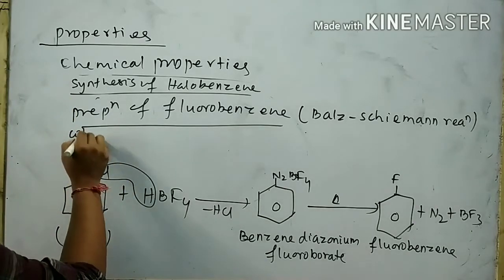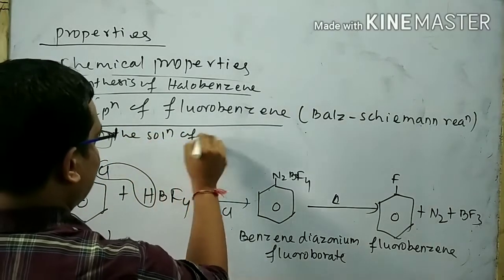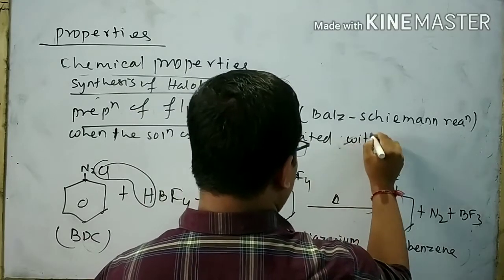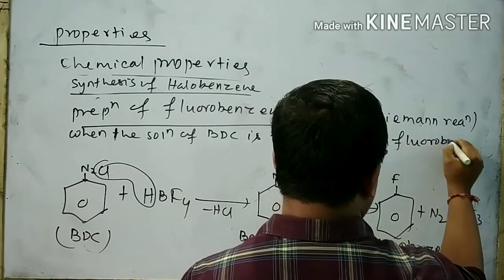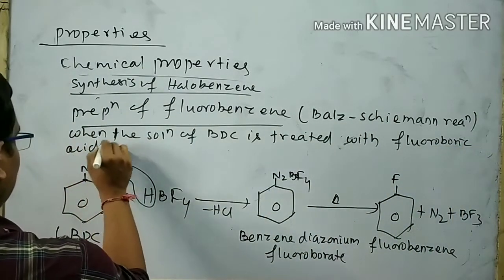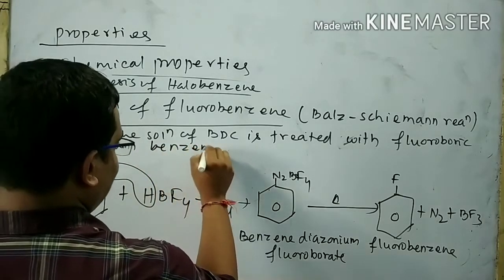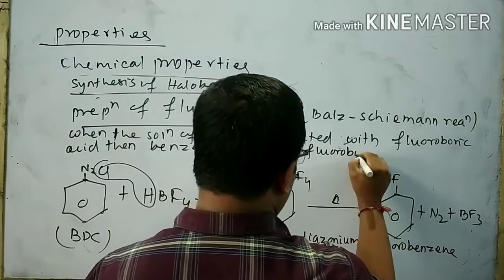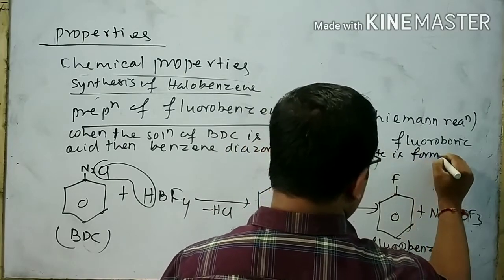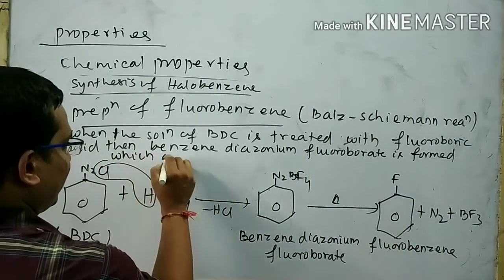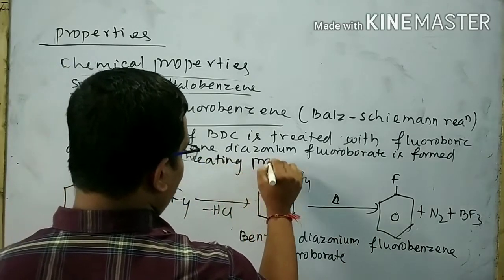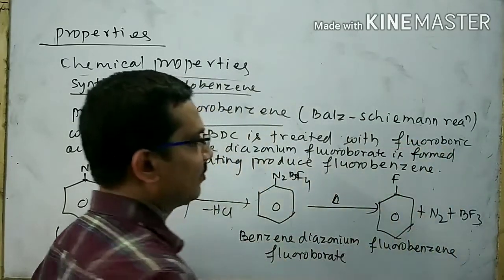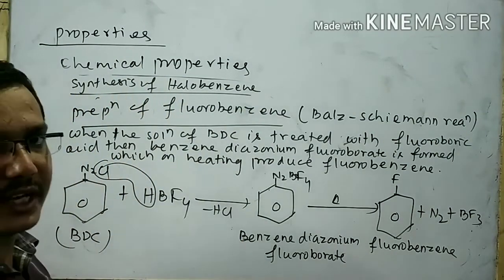So you can write a statement: when the solution of BTC is treated with the fluoroboric acid, then benzene diazonium fluoroborate is formed, which on heating produces fluorobenzene. This is said to be Balz-Schiemann reaction.